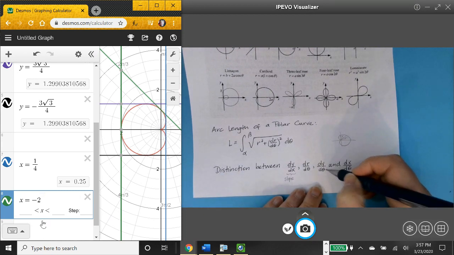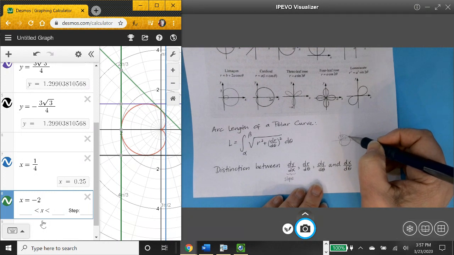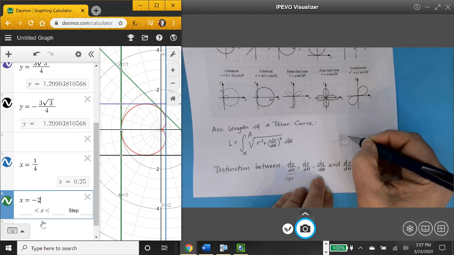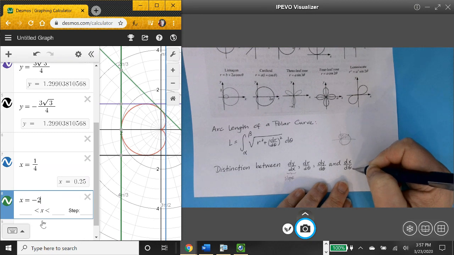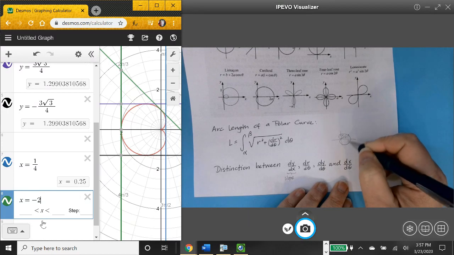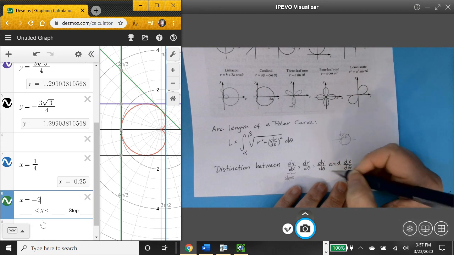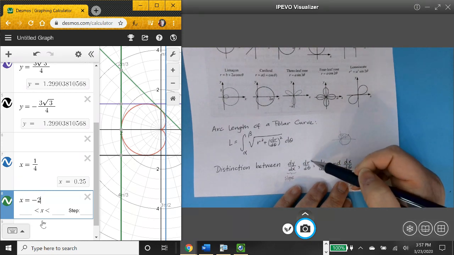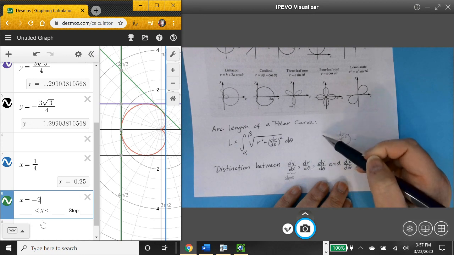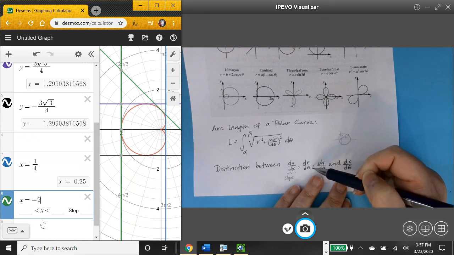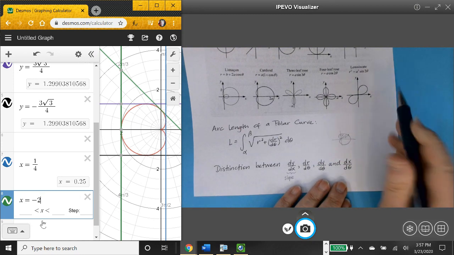dy d theta is the rate of your y variable, which is r sine theta, with respect to theta. So that's just the rate of change of the y point, not in polar curves, but in a rectangular curve. And dx d theta is the rate of change of x with respect to theta, and x is r cosine theta. So that's the rate x is changing with respect to theta. Okay, so these are very different quantities, and it's important to know the difference, and that dy dx is always the slope. Dr d theta is the rate of change of the distance to the pole with respect to theta, and then these are other independent quantities, okay?